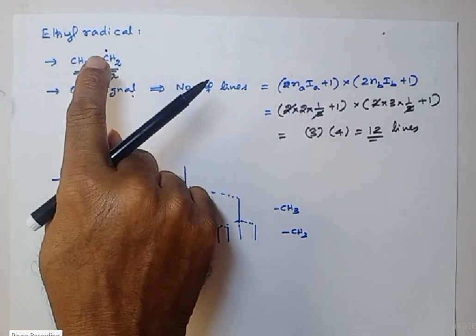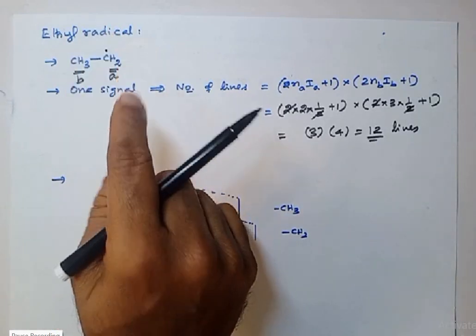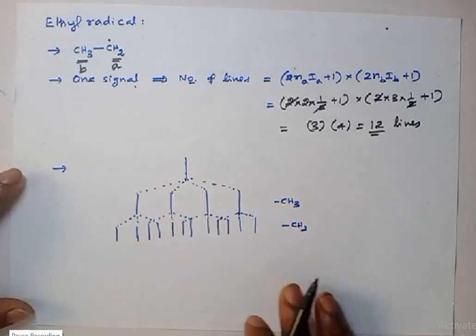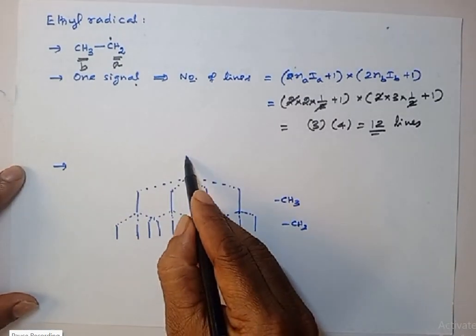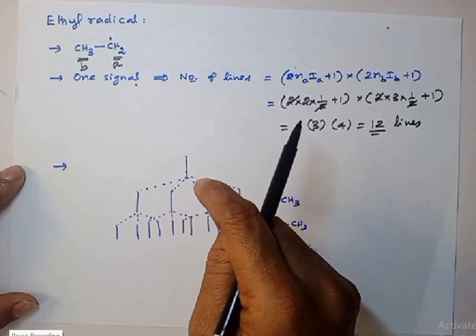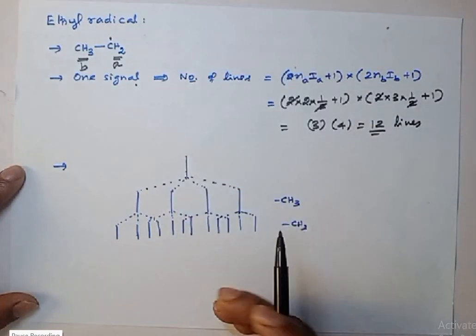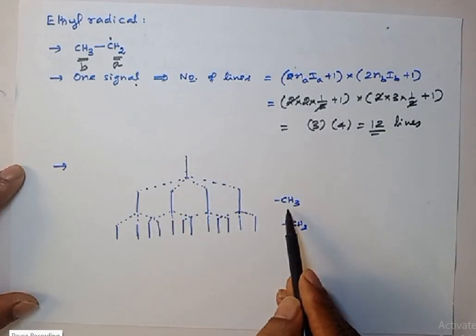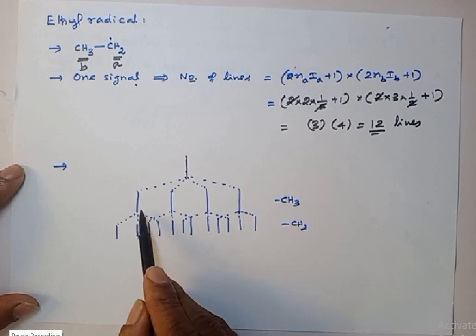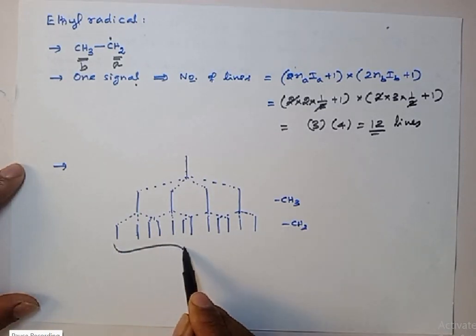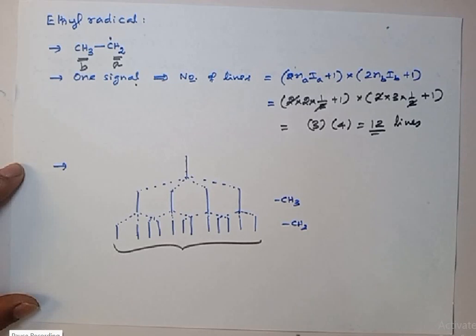We have one odd electron, so we should get one signal. That signal splits into 12 lines, and this is the intensity pattern. The first line is due to the transition between electron spin states. That line is split into 4 by the methyl protons, and each of these 4 lines is further split into 3 due to CH2 protons. So altogether we get 12 lines in the spectrum.